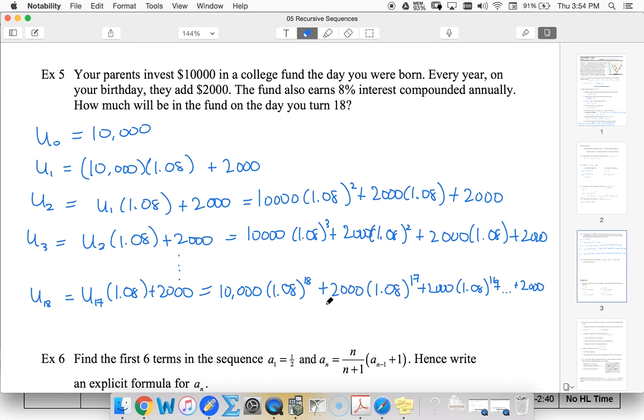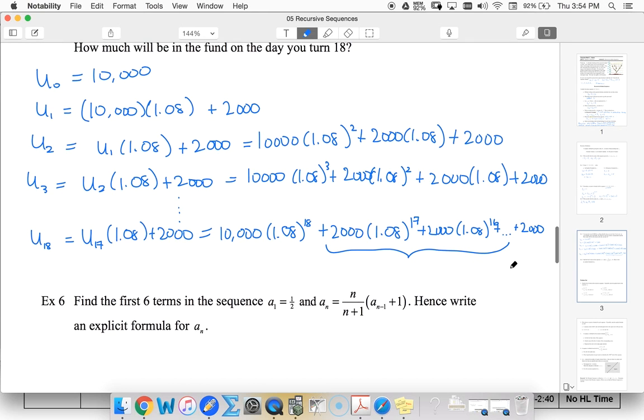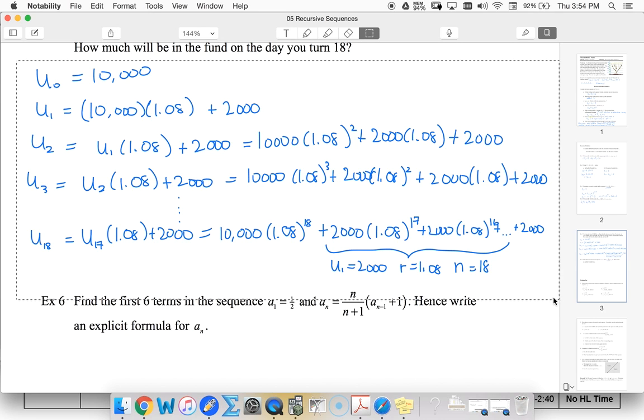So this part is a geometric series, and I've got a first term of 2,000. I've got an R value of 1.08, and my N value is going to be 18. So there's 18 terms here because I add the 2,000 18 times total. So I can write my formula for the geometric series. So let's shrink this down a little bit.